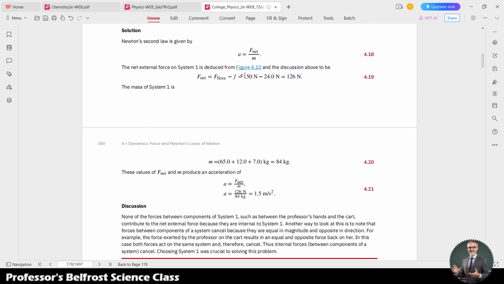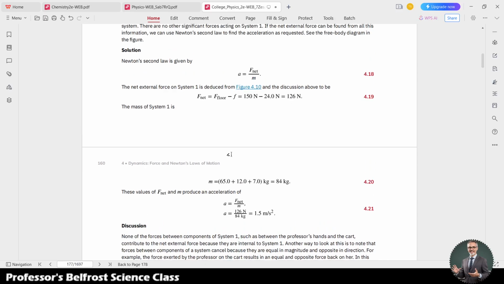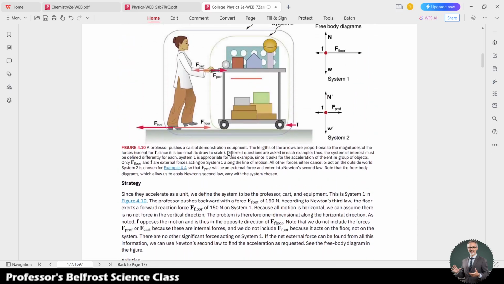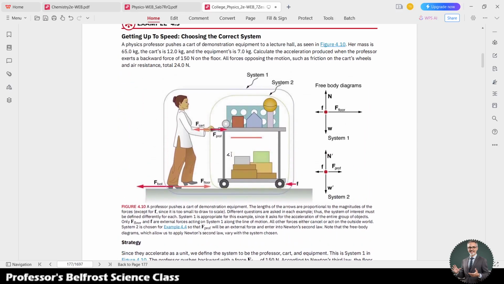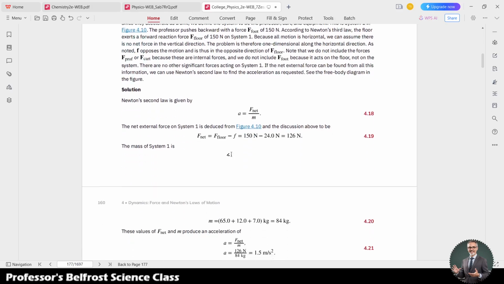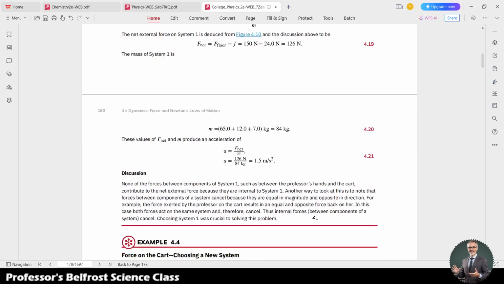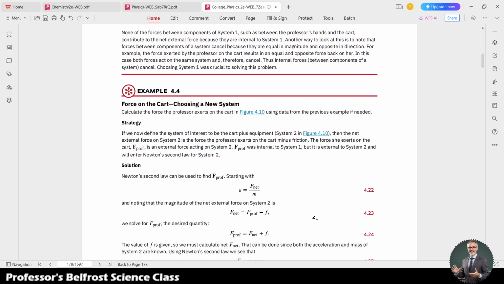So the net horizontal force is 126 newtons, and the total mass of the system is 65, the mass of the professor, plus the cart, 12, and the equipment, 7. So 65 plus 12 plus 7 is 84. So the acceleration is 1.5 meters per second squared.